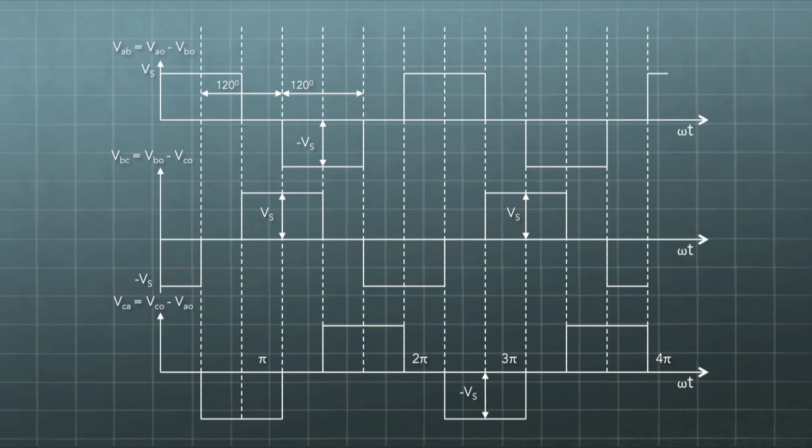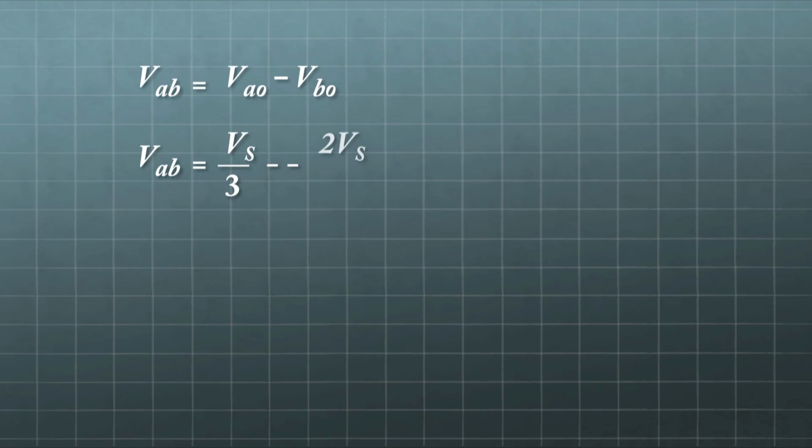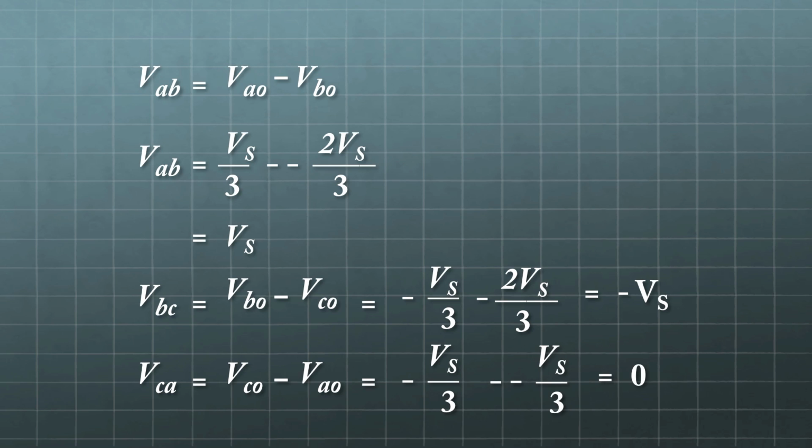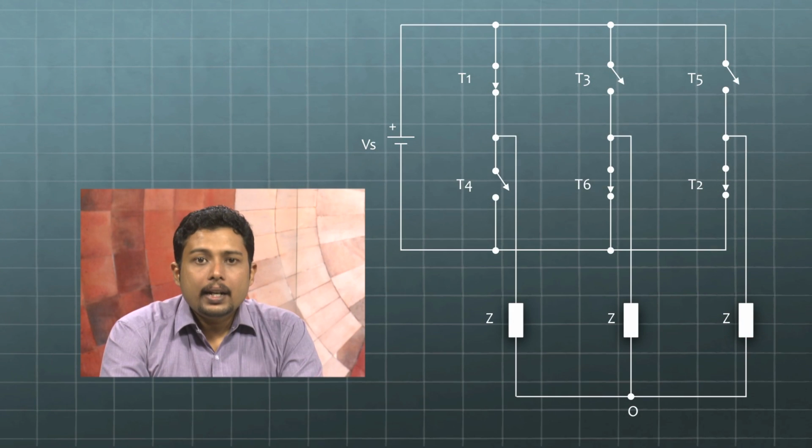VAB will be equal to VA0 minus VB0. So substituting the values we obtain VAB is equal to Vs by 3 minus of minus 2 Vs by 3, that will be equal to Vs. Similarly, the same can be found for VBC and VCA, which are minus Vs and 0 respectively for the first conduction region. Now when we analyze the second conduction region, we find that T1, T6 and T2 are conducting.